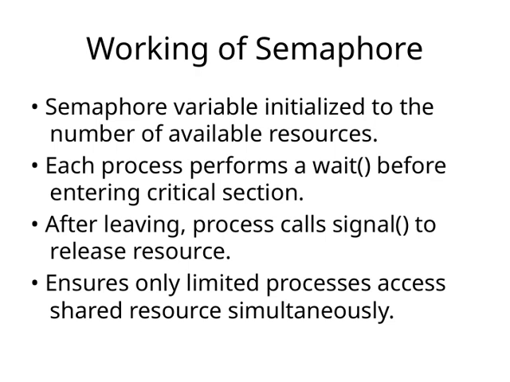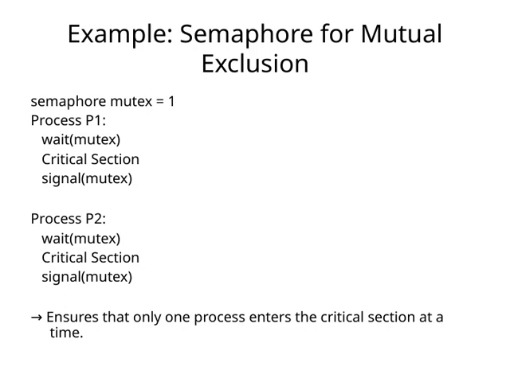Let's take a closer look at this example of a semaphore used for mutual exclusion. Here, we initialize the semaphore mutex with a value of 1, which indicates that the resource is available.